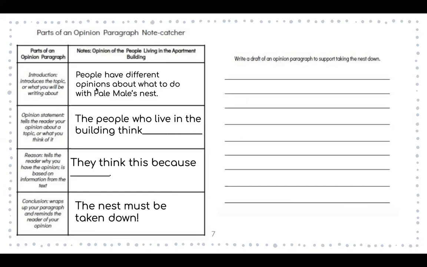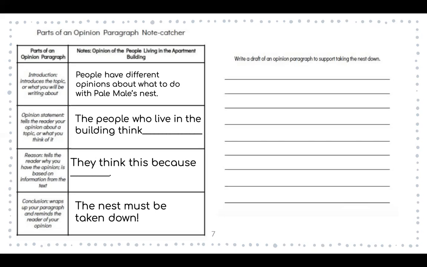People have different opinions about what to do with Pale Male's nest. We are introducing our topic. You are going to completely take this, copy it, and write it down as a paragraph. Now your opinion statement is the people who live in the building think. Remember to go back and take whatever information and evidence you found.